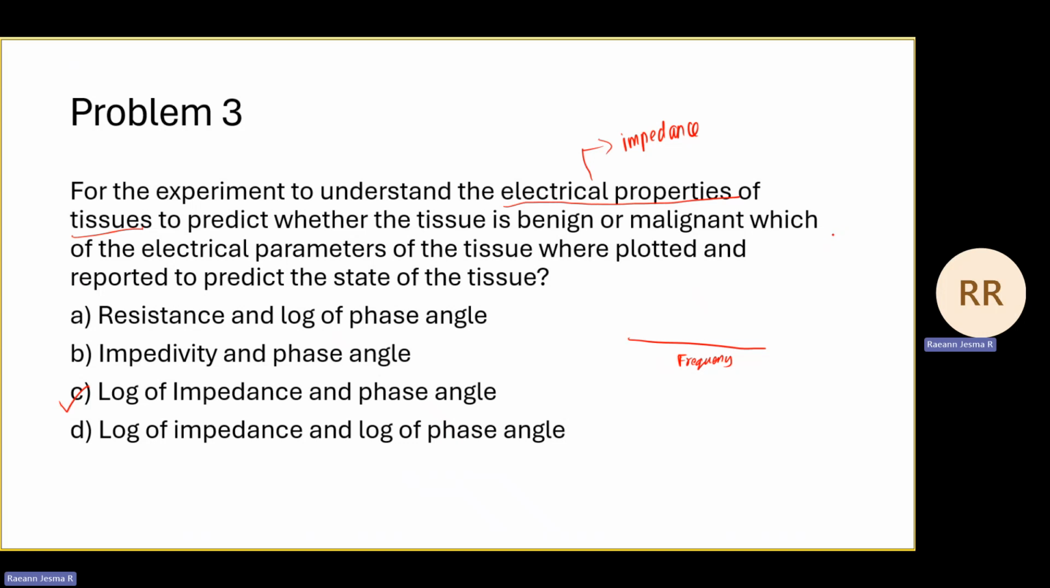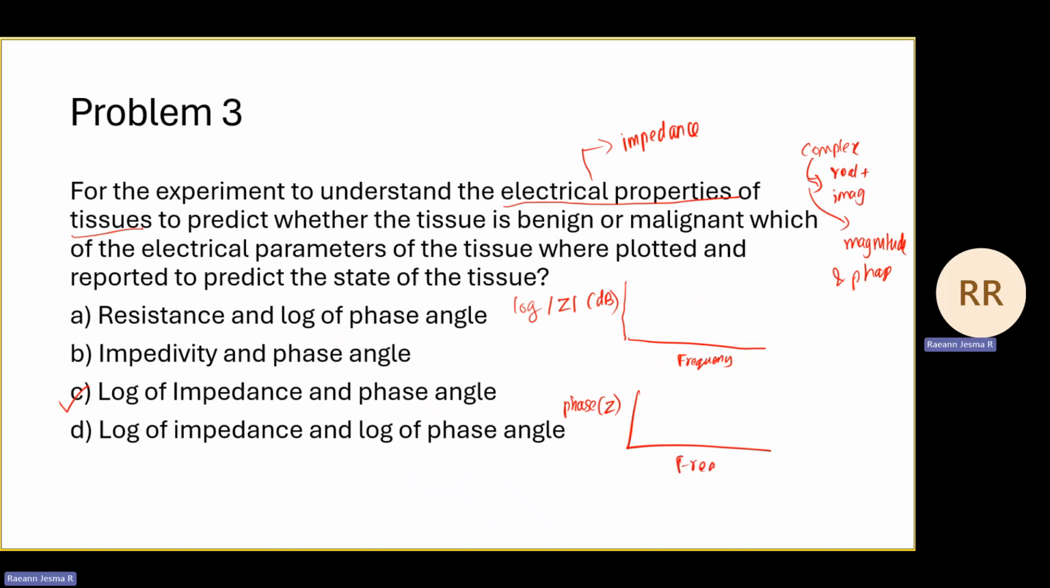So complex numbers we can represent as real plus imaginary, or we can also represent complex numbers in magnitude and phase form. So when we are taking log of impedance, we are taking the magnitude. So magnitude of impedance, represented in log form. The unit for this will be dB, decibel. Then we will also plot the phase information. So this will be phase of impedance, and this is plotted at different frequencies.